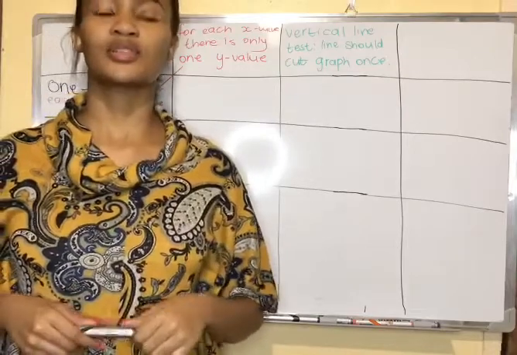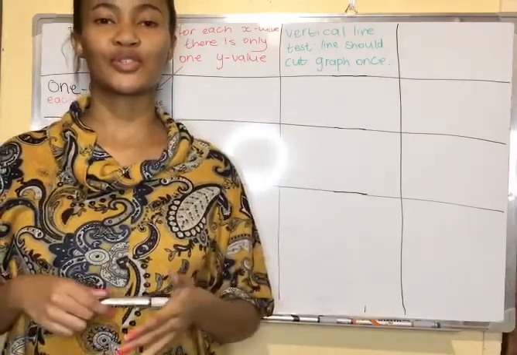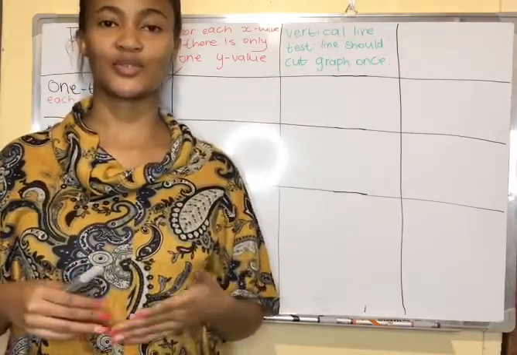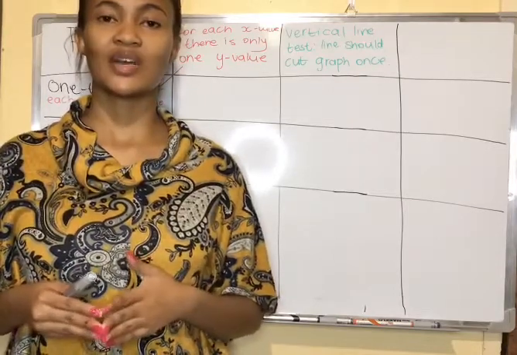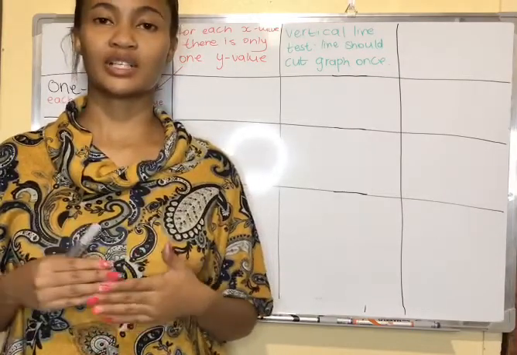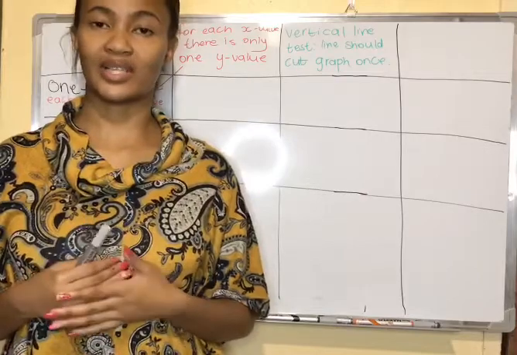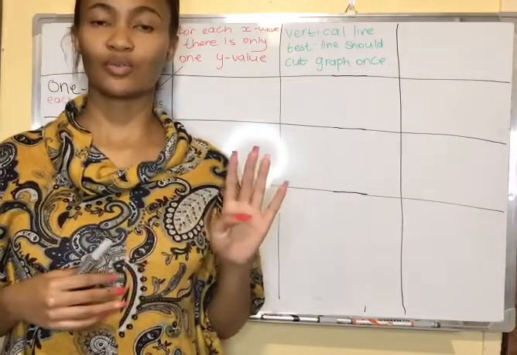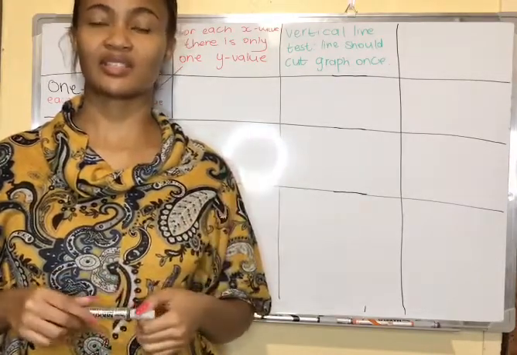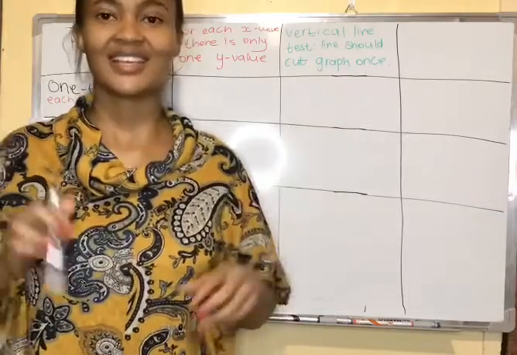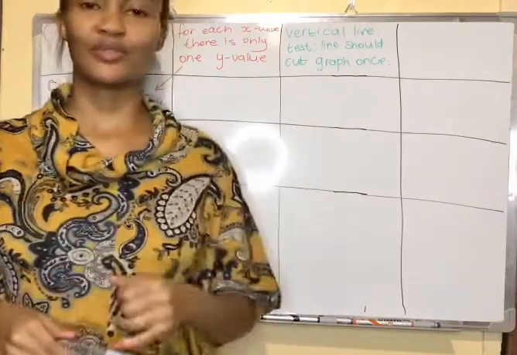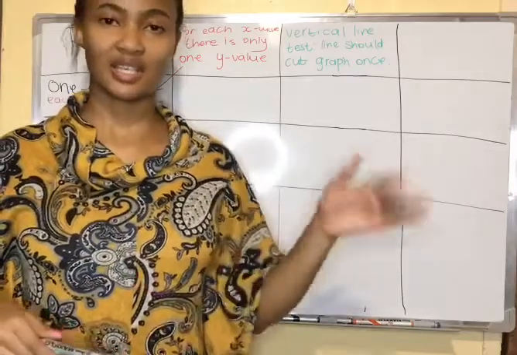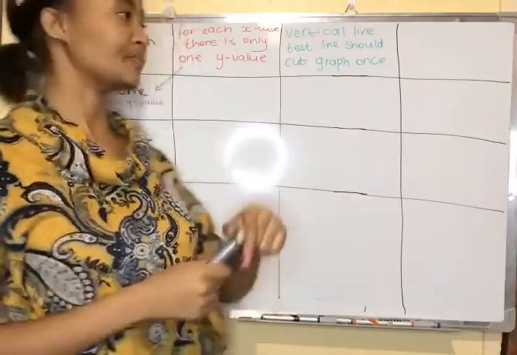Why? Because I'm going to introduce a new concept which we call the vertical line test, whereby the vertical line cuts the graph only once, which is why all those four functions that I have mentioned are functions. So let's start. First of all, we're going to define what a function is, and all the others will follow.